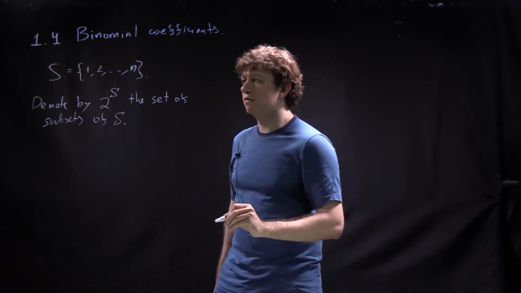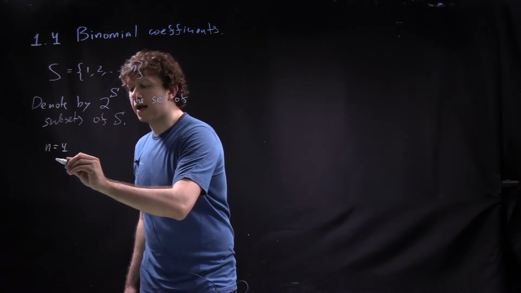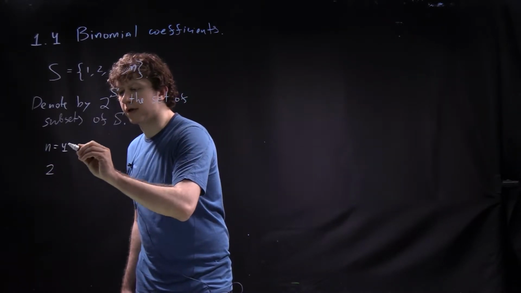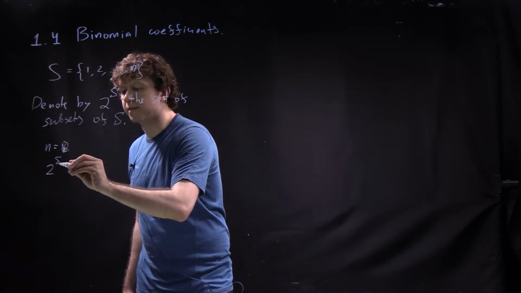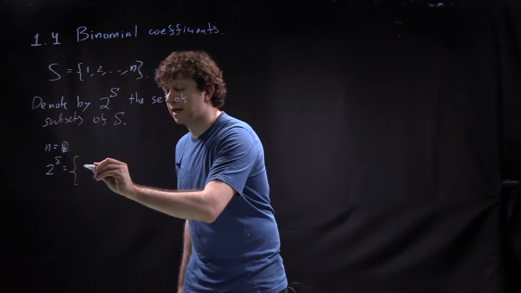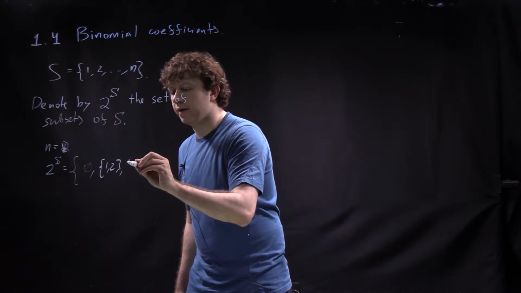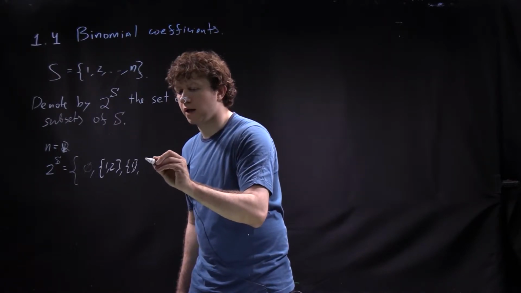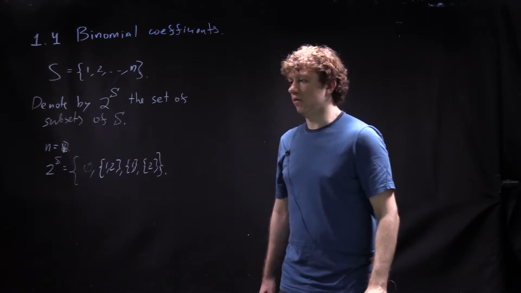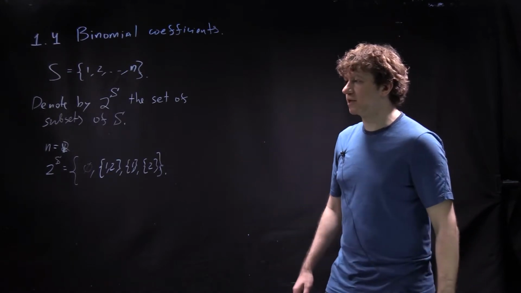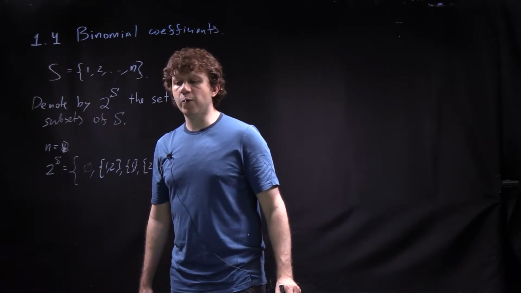So for instance, I can take n equal to 2, and then 2 power S has 4 elements. It consists of the empty set, then {1}, {2}, and {1, 2}. Okay, perfect. So these are all subsets of the set with 2 elements.